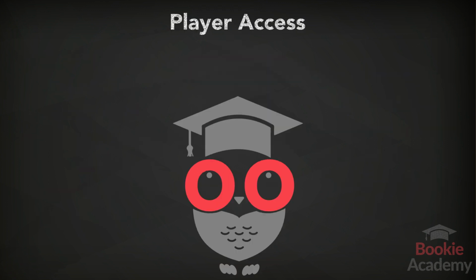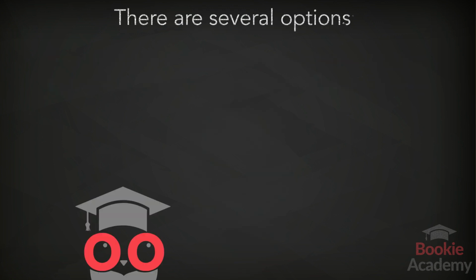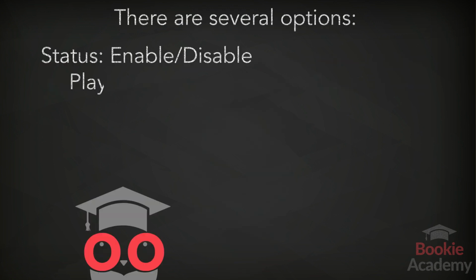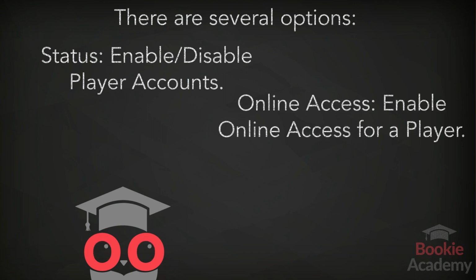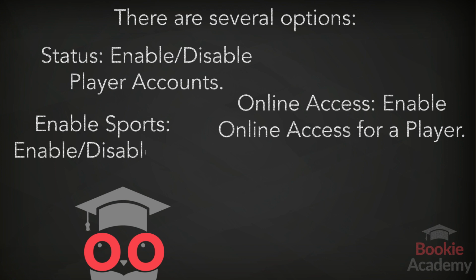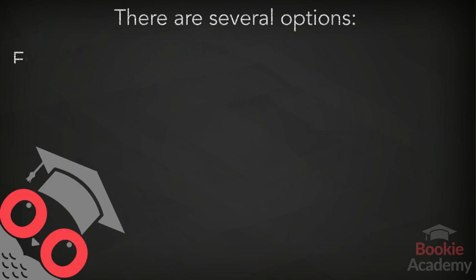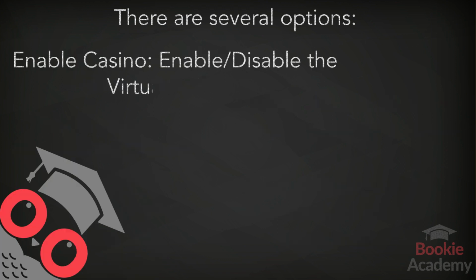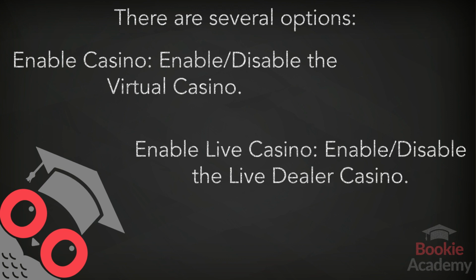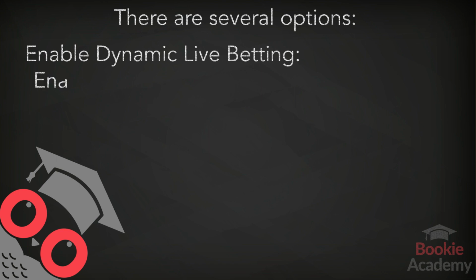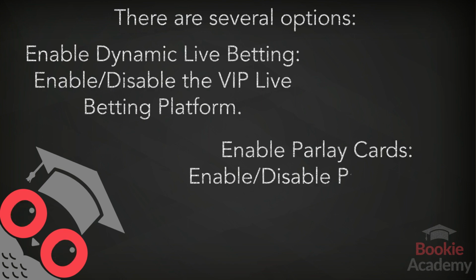Player access. Set what each player can access on your gambling website from the player menu. There are several options. Status: enable, disable player accounts. Online access: enable online access for a player. Enable sports: enable, disable the sportsbook. Enable racebook: enable, disable the racebook. Enable casino: enable, disable the virtual casino. Enable live casino: enable, disable the live dealer casino. Enable dynamic live betting: enable, disable the VIP live betting platform. Enable parlay cards: enable, disable parlay bets.